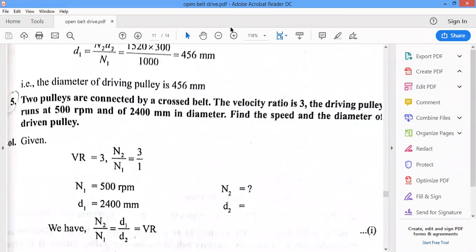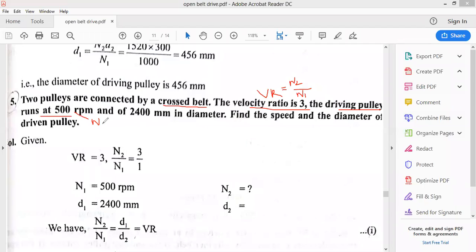So two pulleys are connected by a cross belt drive. Here they have mentioned it is a cross belt drive. Velocity ratio VR is 3, that means N2 by N1 is 3. The driving pulley runs at 500 RPM, so this is N1, and has a diameter of 2400 mm, so this is D1. Find the speed and diameter of the driven pulley.